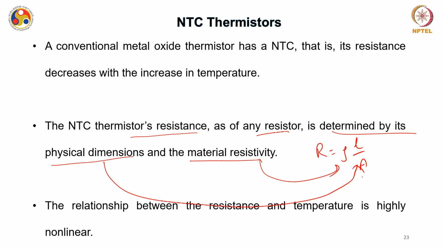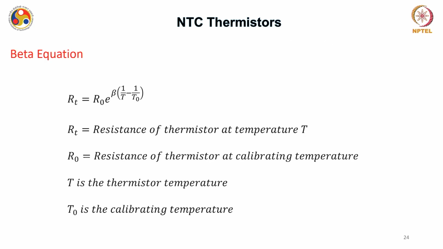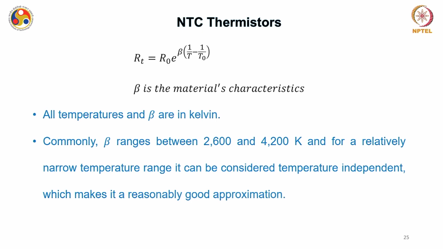The relationship between resistance and temperature in this case is highly non-linear and usually given by the beta equation. The beta equation is: RT, which is the resistance of the thermistor at temperature T, is equal to R naught, which is the resistance of the thermistor at a certain calibrating temperature, times e to the power beta into 1 by T minus 1 by T naught, where T naught is the calibrating temperature and T is the actual thermistor temperature. This beta is very important, and it is the material's characteristic.